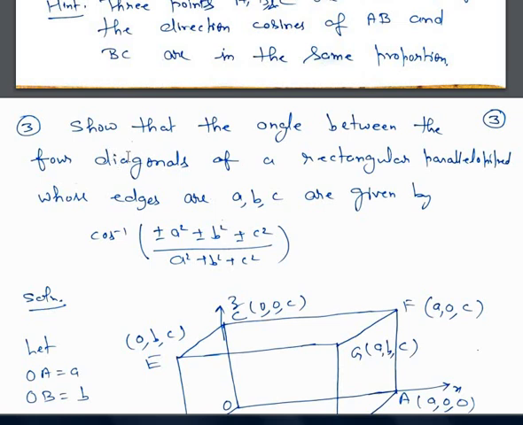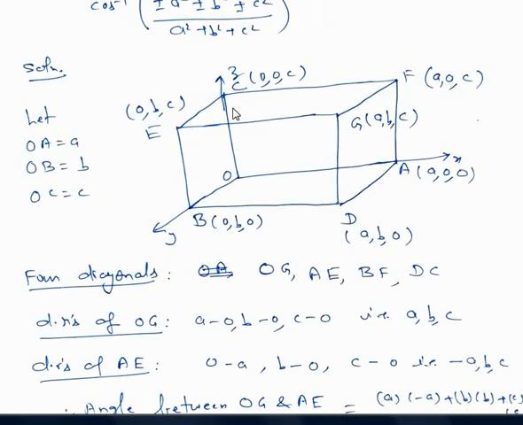Third example. Show that the angle between the four diagonals of a rectangular parallelepiped whose edges are a, b, c is given by cos inverse of (±a² ± b² ± c²) upon (a² + b² + c²). So we are given a rectangular parallelepiped. This is our rectangular parallelepiped and its edges are a, b and c. That means OA is equal to a, OB is equal to b and OC is equal to c.